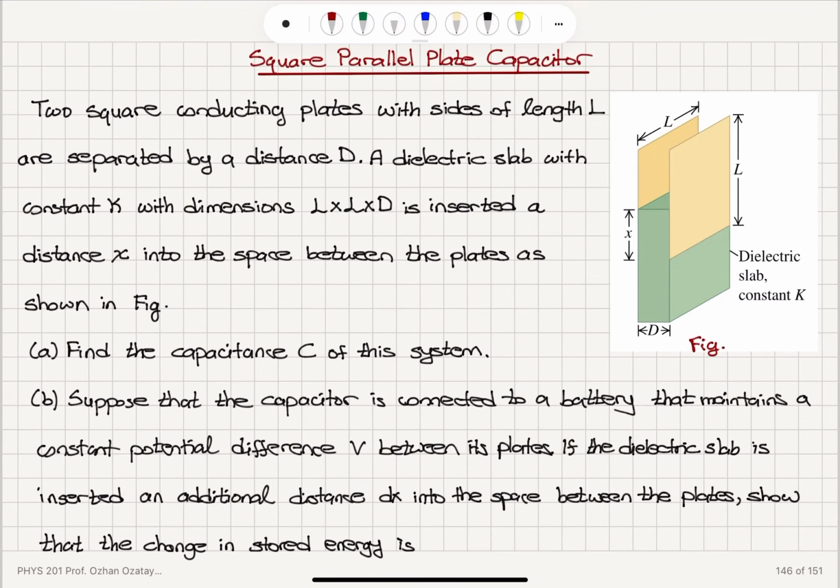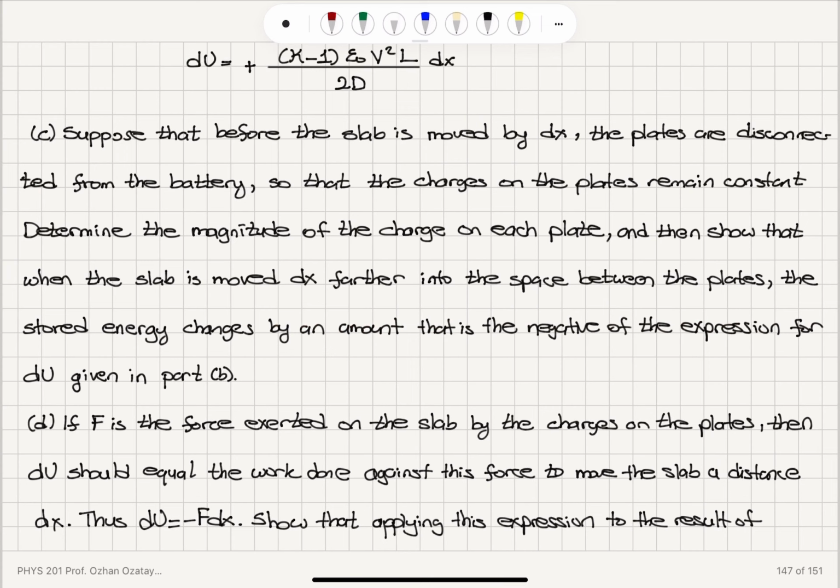Continuing our discussion of the square parallel plate capacitor, in part C, suppose that before the slab is moved by this distance dx, here we calculate the change in the stored energy, the plates are disconnected from the battery so that the charges on the plates remain constant. Determine the magnitude of the charge on each plate and then show that when the slab is moved dx farther into the space between the plates, the stored energy changes by an amount that is the negative of the expression for dU given in part B.